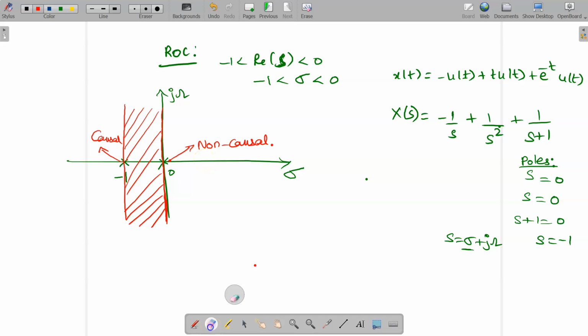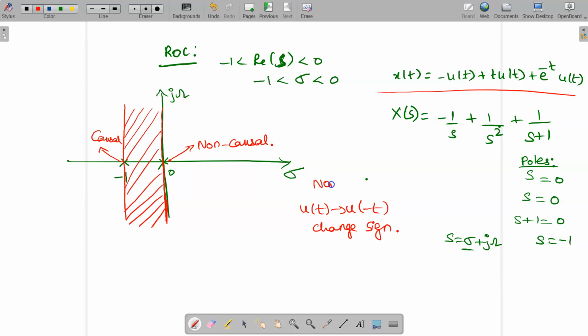Once you have determined that, we have to rewrite your expression of x of t. So this is your x of t, right? So we have to rewrite. Whenever a particular pole is causal, write the term as it is. Whenever a particular pole is non-causal, we have to replace u of t by u of minus t, and also we have to change the sign in that term, if it is non-causal. So these two things we have to do.